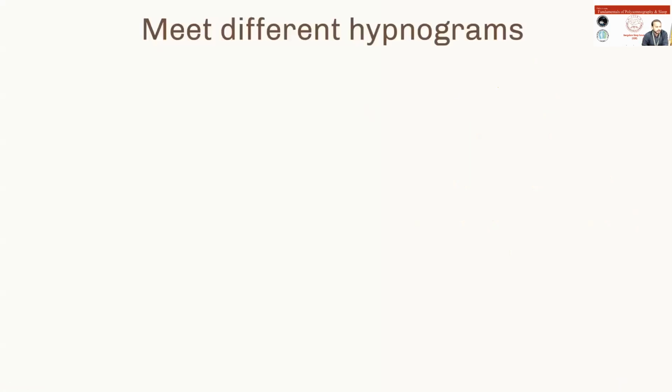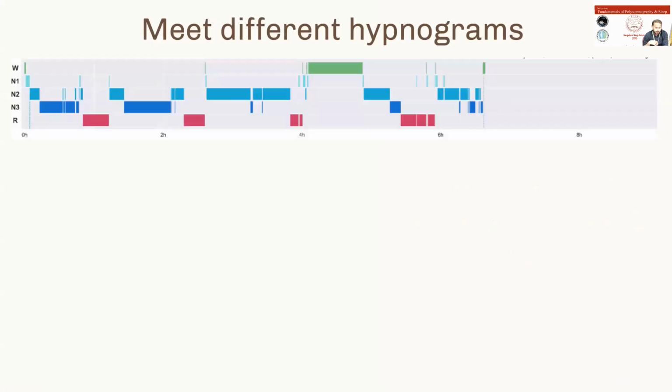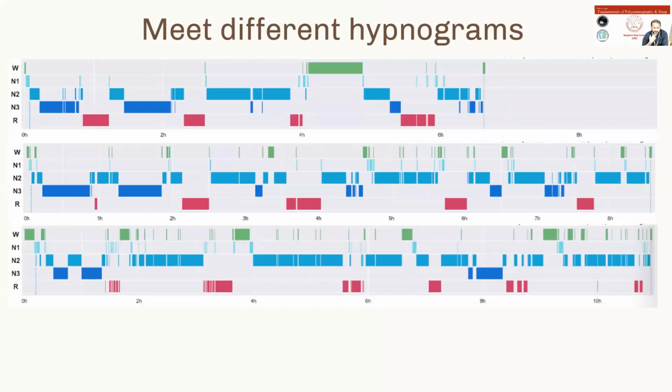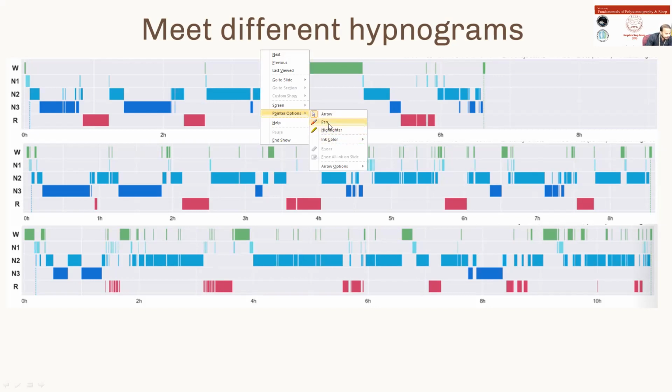So I would want you to meet 3 different hypnograms from the so-called normal control subjects. This is from, say, subject A, subject B, and subject C. Now, I want all of you to take a quick look at these hypnograms and tell me which subject, A, B, or C, will have the highest sleep efficiency?